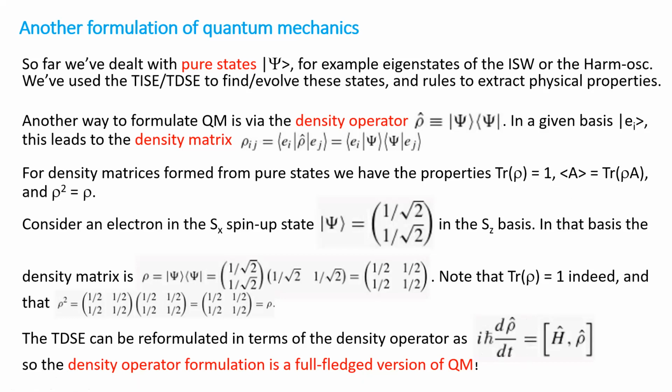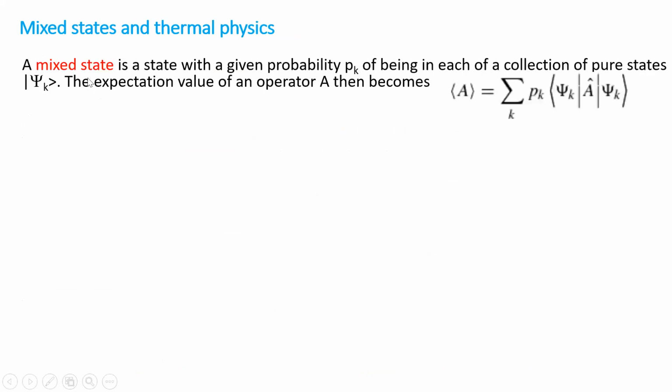So what is it mainly used for, first of all? Well, that's this slide, mixed states in thermal physics. So what is a mixed state? A mixed state is a state with a given probability, p_k, of being in each of a collection of pure states psi_k. So as an example, going back to what I was mentioning before, suppose we have a source of silver atoms, which can be either spin up or spin down. We would have a half probability of being in the pure state spin up, and a half probability of being in the pure state spin down. So that would be a mixed state.